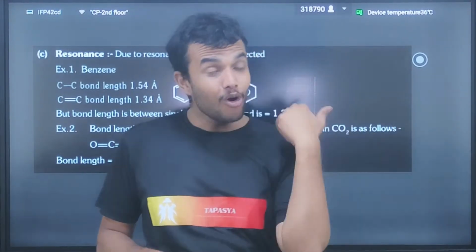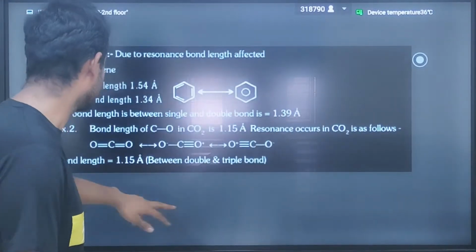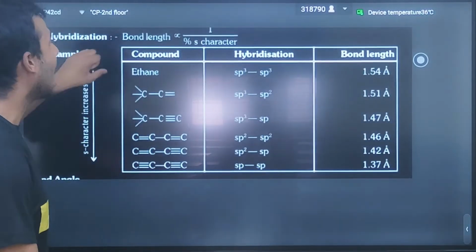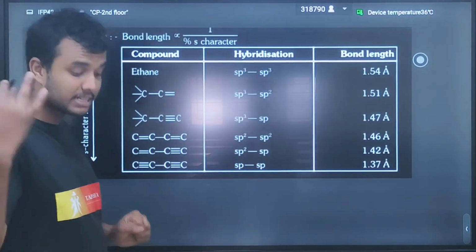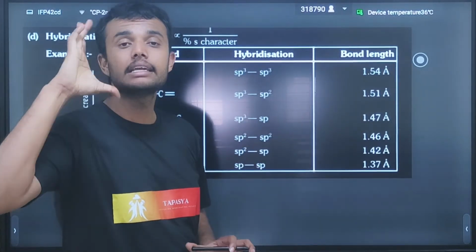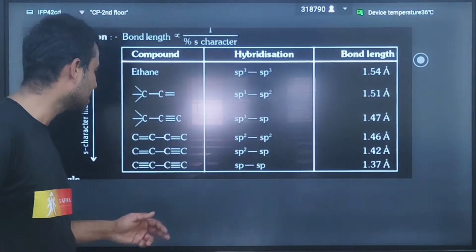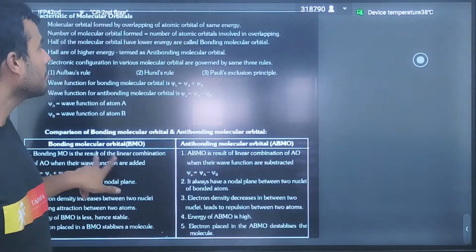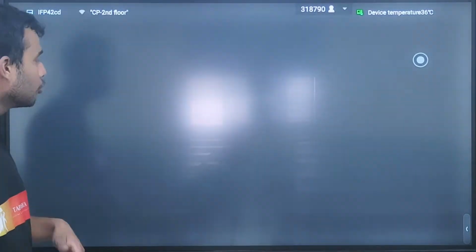Small bond length. More resonance, bond length is decreased. Then after that, hybridization: if there is a higher percentage of s character, then the bond length decreases. Similarly, this is the example. Okay, my dear students, then after that we have MOT and others.